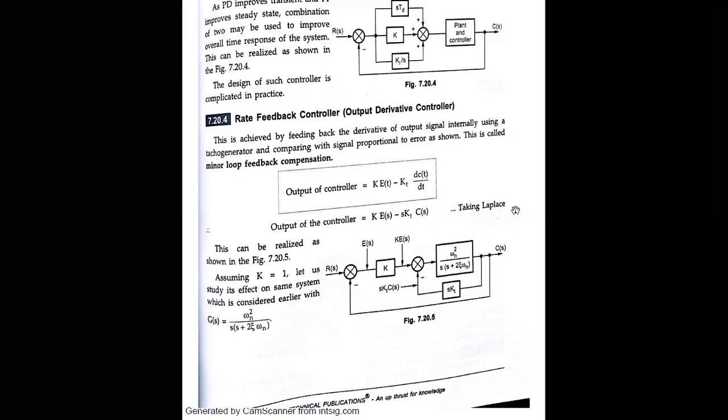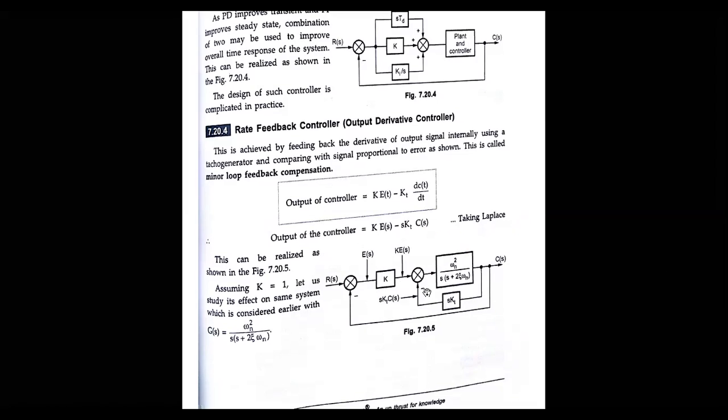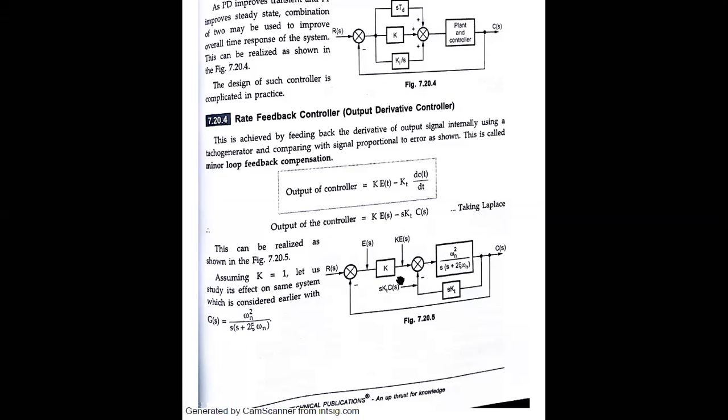Now once you obtain the output of the controller, you can simply find the value of K, that is, what should be the value of K so that the system becomes stable. Therefore you want to find such an output here. Then we will assume that the value of K is equal to 1. Just substitute K equal to 1.